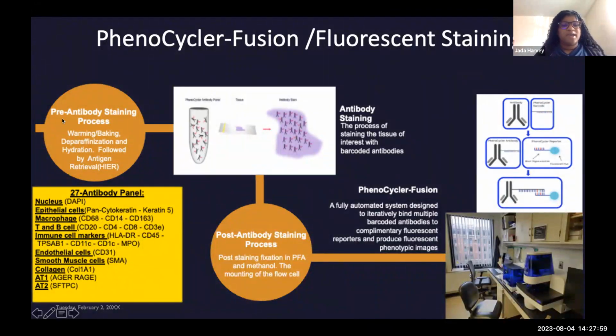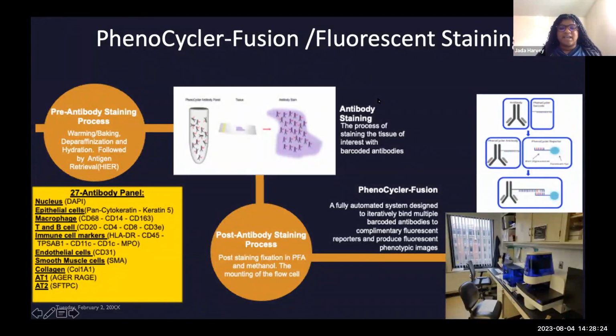We start with our pre-antibody staining process. This ensures that our tissue is adhering to the slide. Our slides are prepared in formalin, so we get some of that formaldehyde off of the slide and keep our tissue from drying out, as well as our last step, the antigen retrieval, which increases the ability of our tissue to bind with the antibodies.